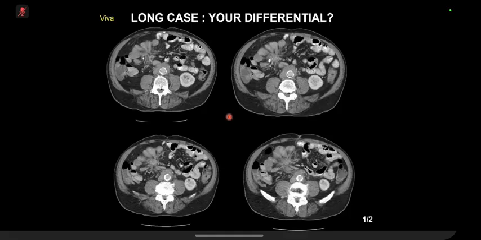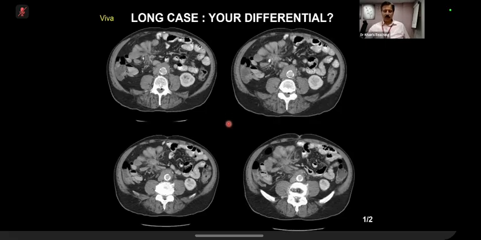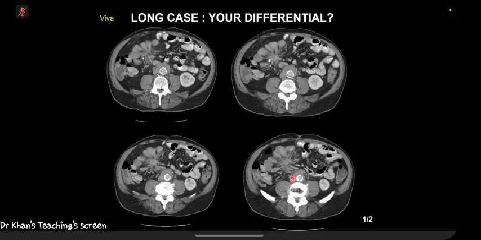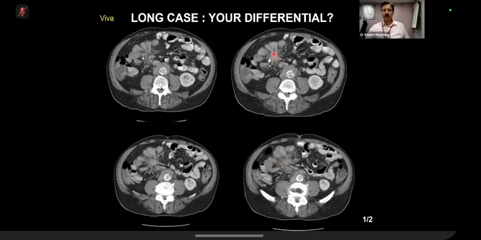Could this be some inflammatory, like fungal? No, there's no aneurysm here. So I'll take over. Basically it is a case of IgG4 related disease. This soft tissue there is basically retroperitoneal fibrosis. With that, there is sclerosing mesenteritis.